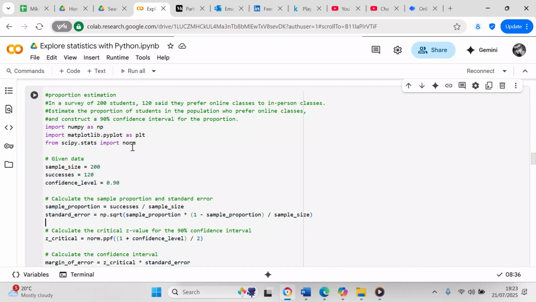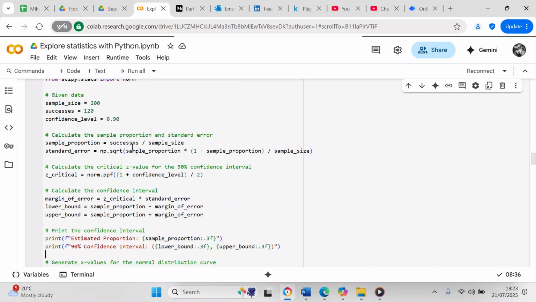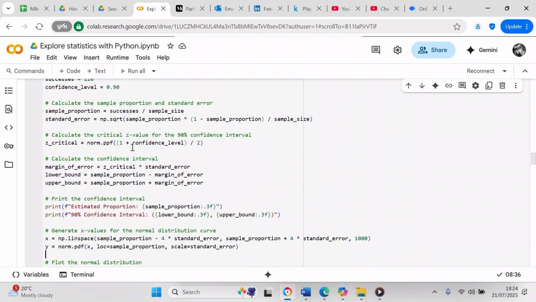And now we're going to calculate the critical z-value for a 90% confidence interval. So z-critical equals norm.ppf, and ppf I think is percent point function, of (1 plus confidence level) divided by 2. We're going to calculate the confidence interval. The margin of error equals z-critical times standard error. The lower bound is sample proportion minus margin of error, and the upper bound is sample proportion plus margin of error. And then we're going to print the estimated proportion and the confidence interval.